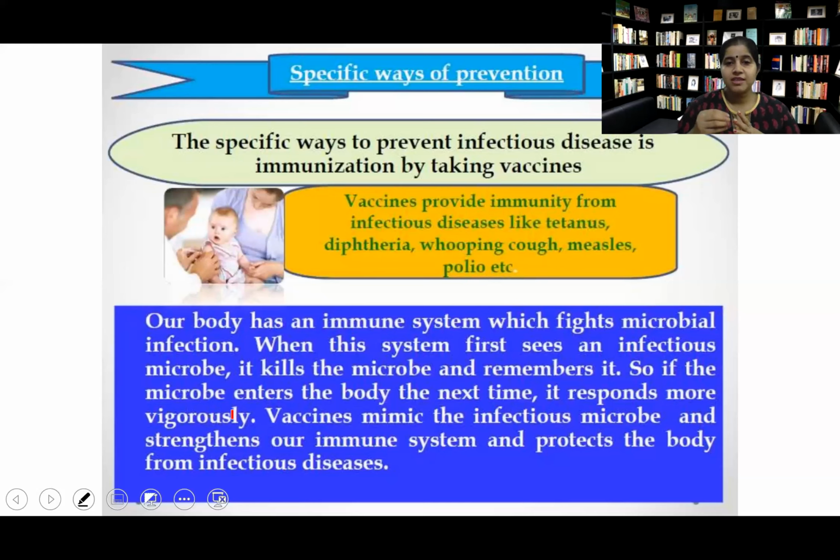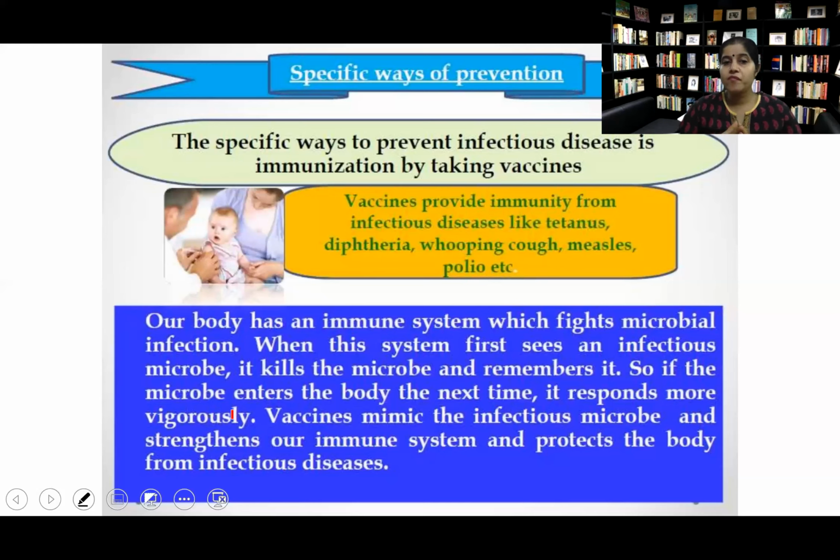When your immune system sees any kind of infection inside your body, it starts working against it and starts killing the bacteria and antigens. So if the microbes enter the body again, the next time it responds more vigorously. If the bacteria attack your body again, your immune system starts working against that bacteria, and that time it acts vigorously.